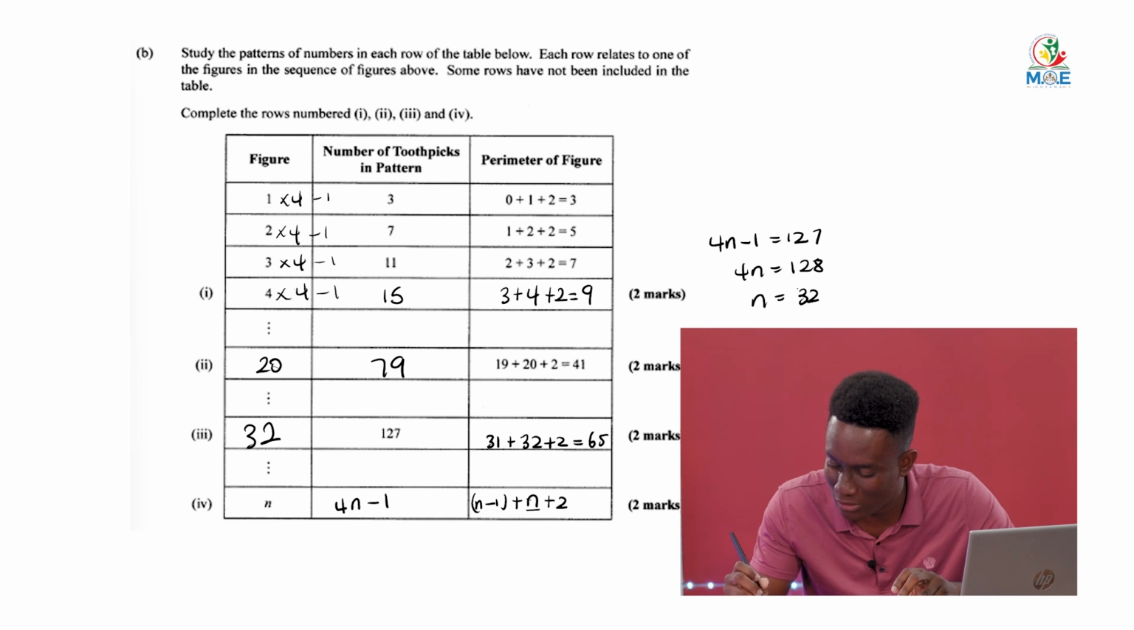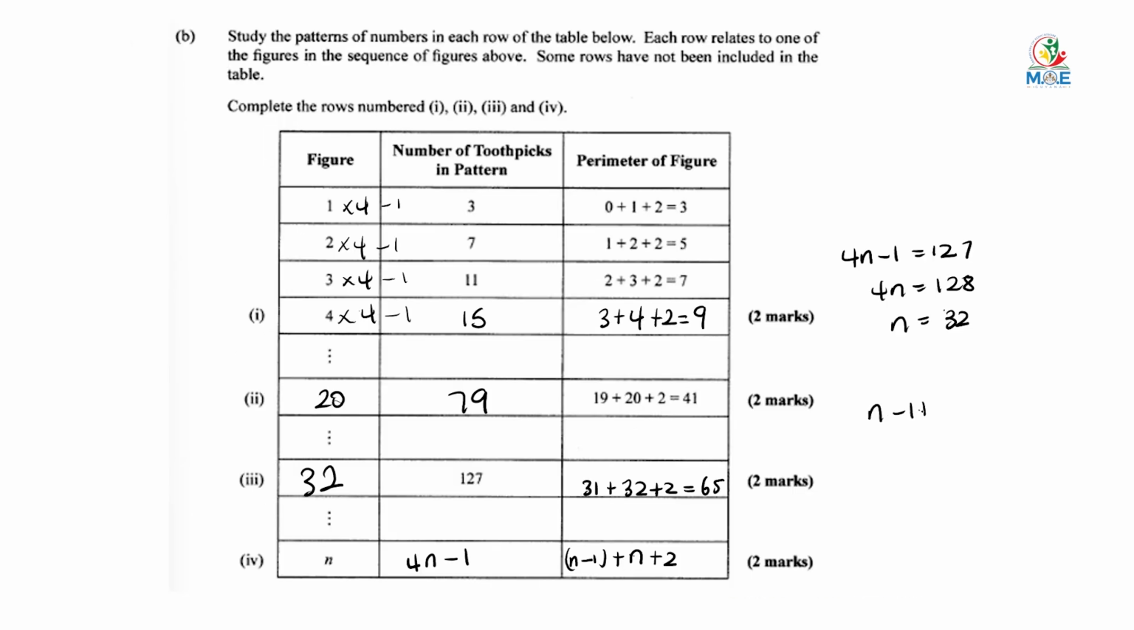So we see we have some like terms, n minus 1 plus n plus 2. So we can just put the like terms together. So this would be n plus n. So n plus n minus 1 plus 2 would give me n plus n is 2n. Negative 1 plus 2 would give me plus 1. So this can be simplified to 2n plus 1. So both this and this, they mean the same thing.